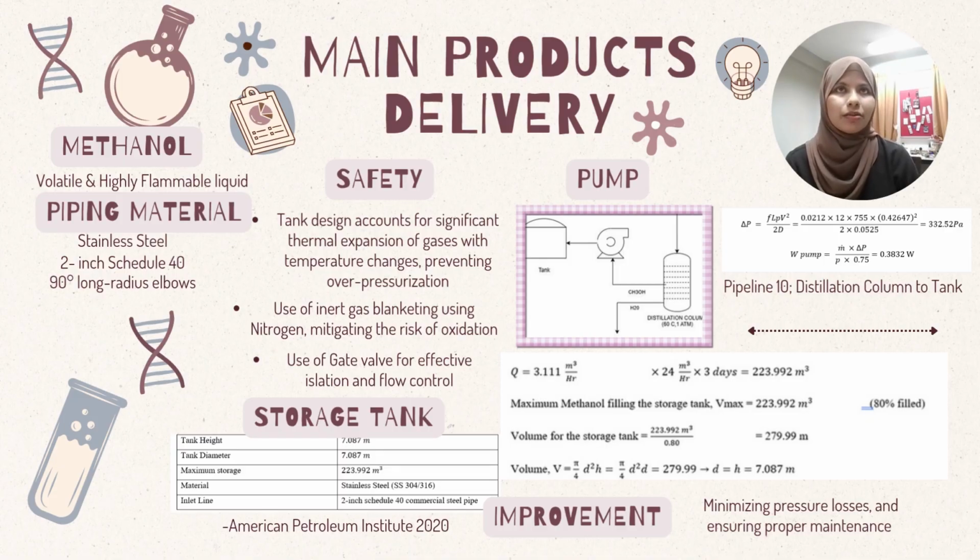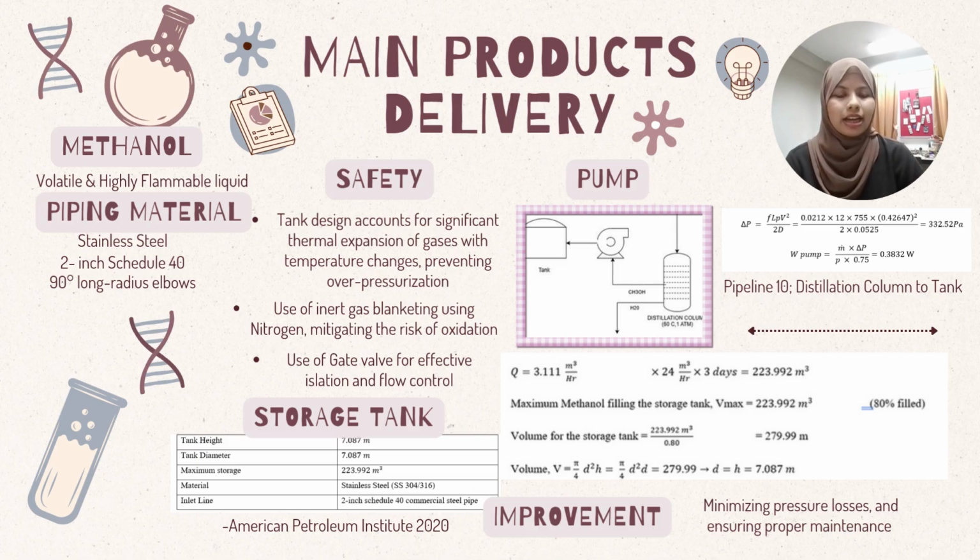By this information, we can know the maximum methanol to be filled in our storage tank, which we estimate to be filled to around 80%. That is very important so that the methanol does not overflow. After that, we know the volume of our storage tank, which we get by dividing by the filled fraction of around 80% that I mentioned just now. Using the formula for the volume of the tank, we can directly know our diameter and height, since I mentioned that we followed the API ratio of 1 to 1. So the height we can replace with the value of our diameter. Basically, we get our diameter and height around 7 meters.